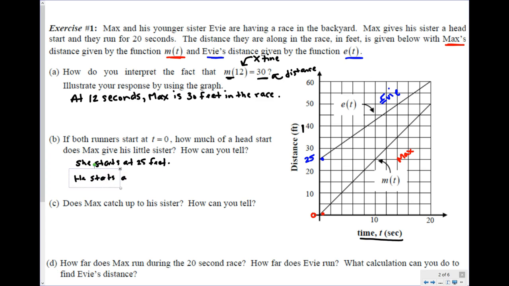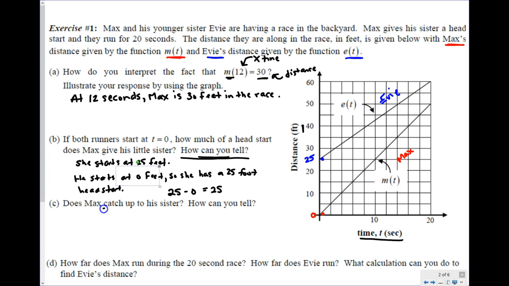He starts at 0 feet. So she has a 25-foot head start. How did I figure that out? Well, I basically did 25 minus 0 equals 25. I took where she was and where he was and subtracted it. I got 25 minus 0 equals 25. That's how you can find rate of change, by subtracting.